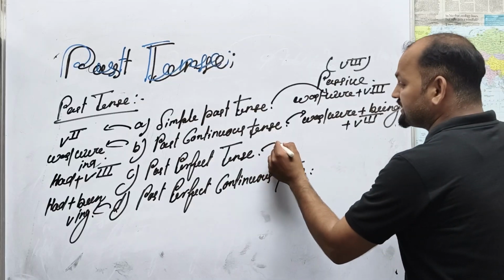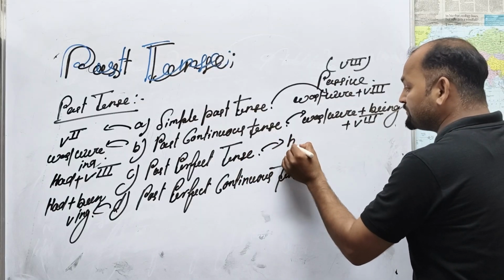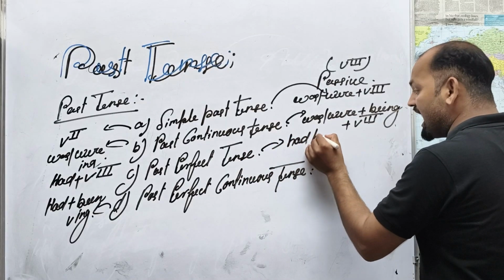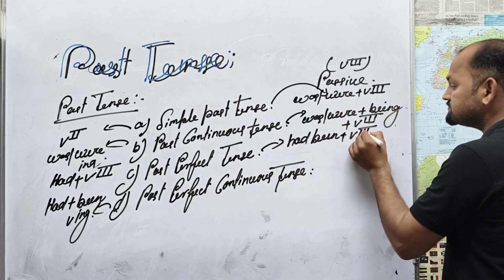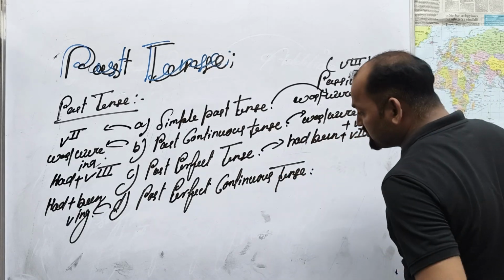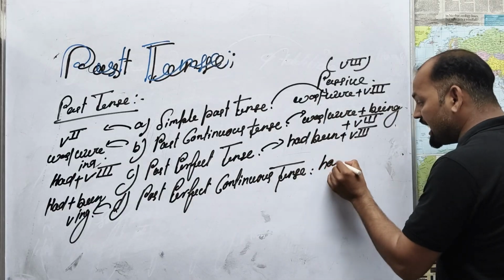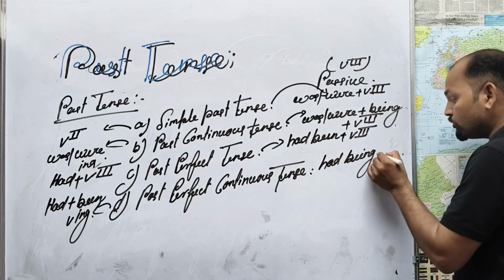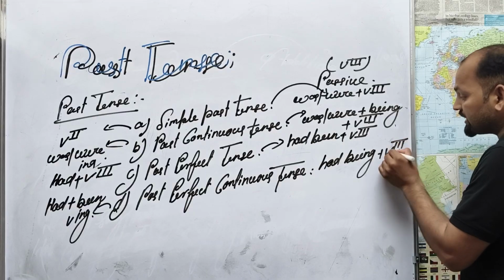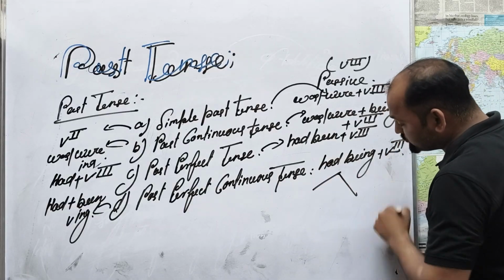For the third one, we use here had been plus verb third form. And in past perfect continuous tense, had plus being plus verb third form. Don't forget about this.